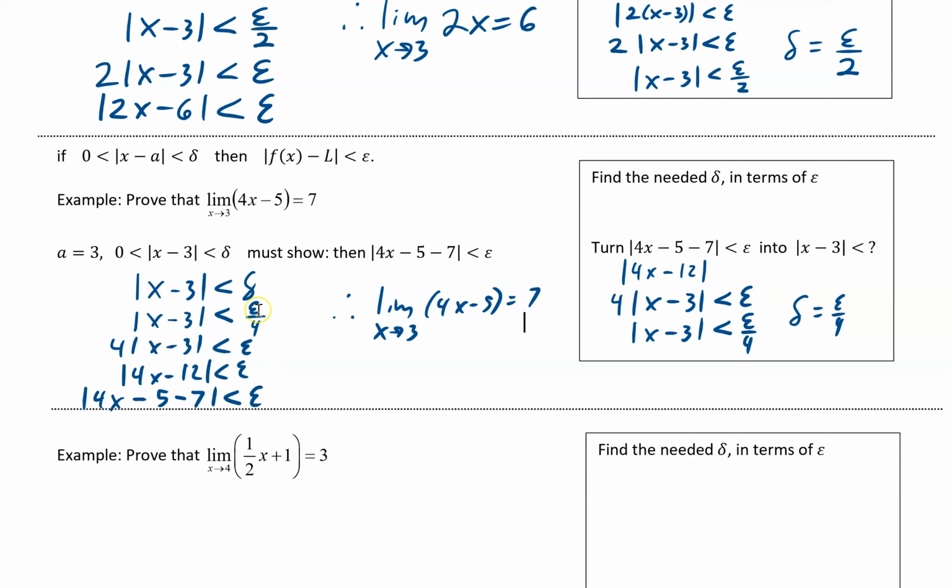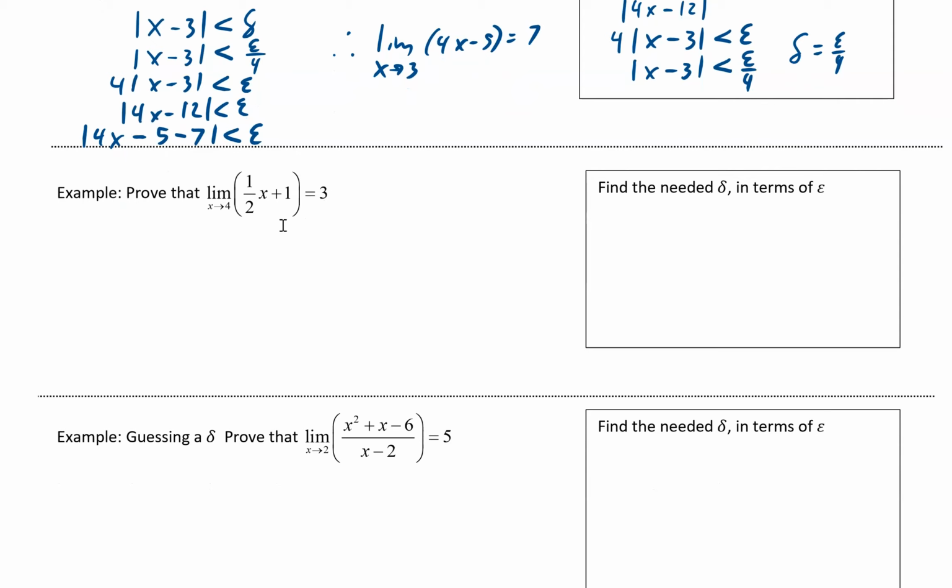This is greater than this. We know that epsilon is greater than 0, so delta is greater than 0. And we're showing that because this is true, which is proving our limit. All right, let's do one more.